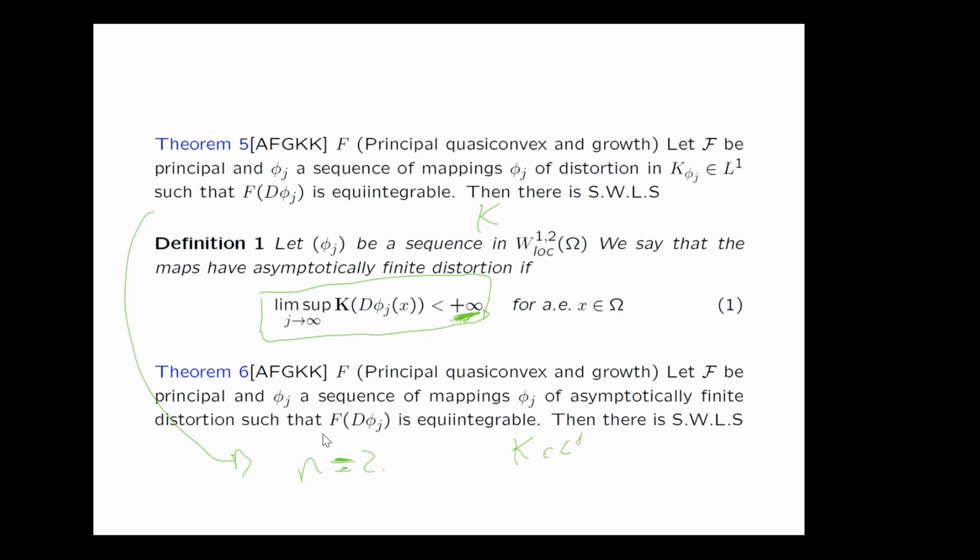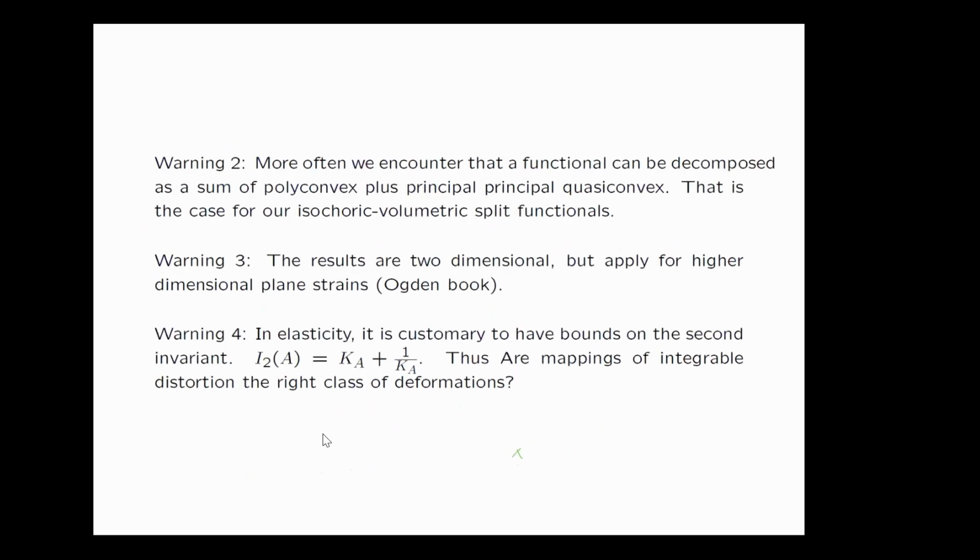And okay, this might seem very special, this principal quasi-convexity, but typically all these functions, for example this isochoric volumetric split, then G will be something, F which is polyconvex, and another which is principal quasi-convex.